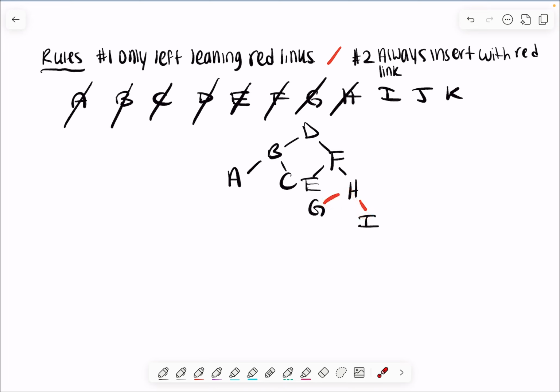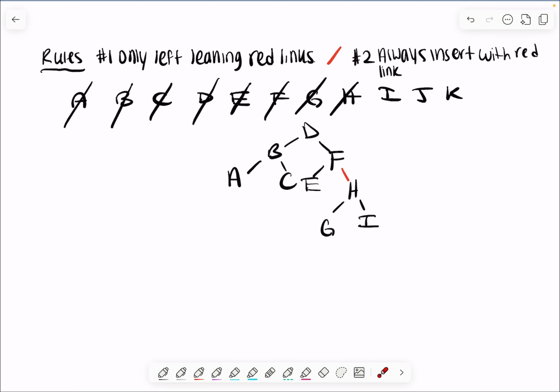This is beautiful because we see a triangle where both sides are red, so we can recolor by shifting the red up to the link above it. So these become black. By the way, I just moved the G a little bit downwards. And then the red shifts up like so, but this is still a problem because we can't have right-leaning red links. We need to get it to be like this.